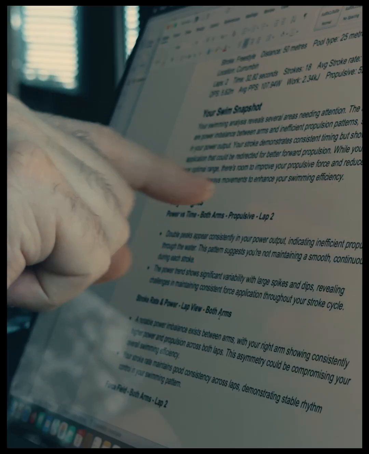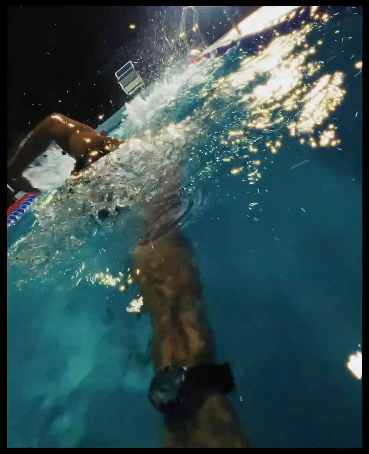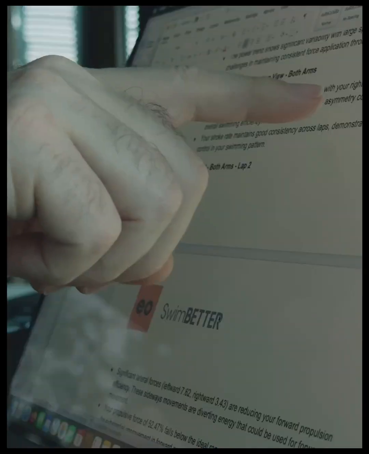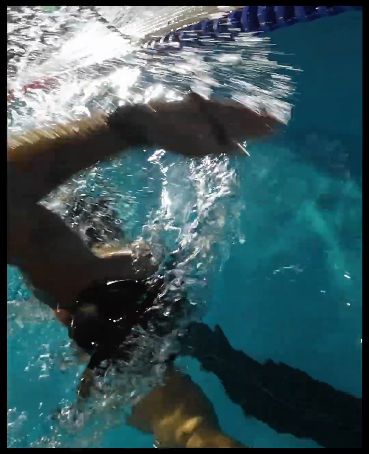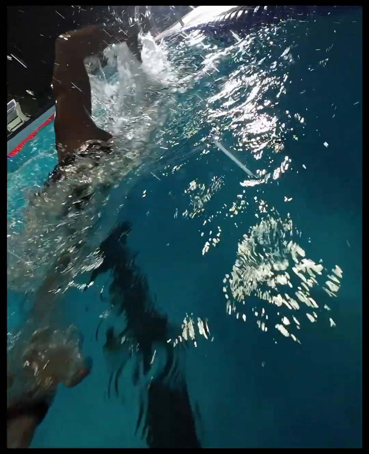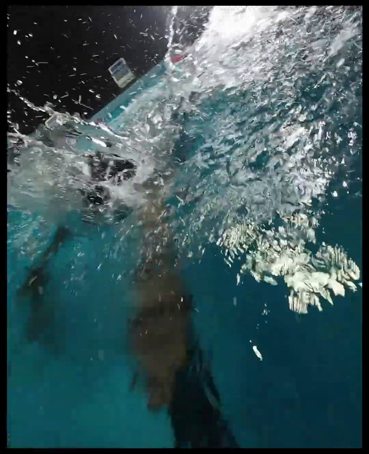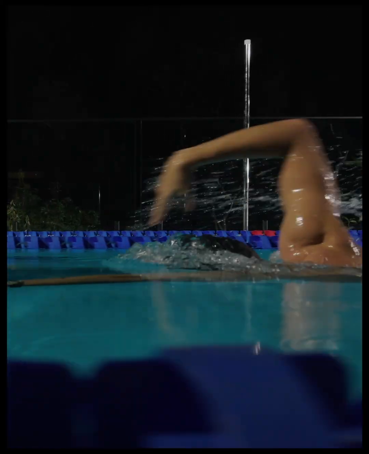You've got a power imbalance between arms and inefficient propulsion patterns with the double peaks in your power output. You've got consistent timing, but lateral force application can be redirected. Downward force is near optimal. Room to improve your propulsive force and reduce unnecessary upward and sideways. Power imbalance between both arms. Your right arm showing consistently higher power and propulsion on both laps could be compromising your overall efficiency.